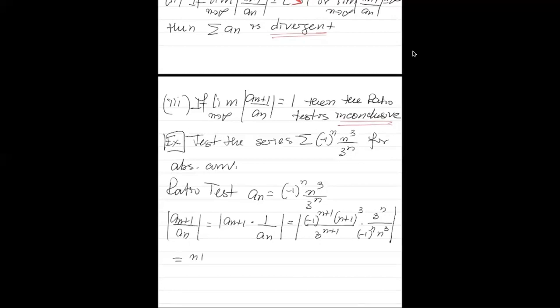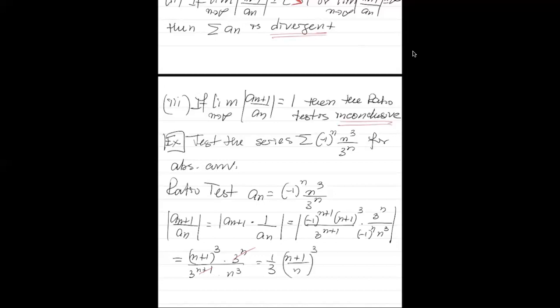So we have n plus 1 to the third. I don't need the absolute value. And then we can cancel that later, 3 to the n here, and here 3 to the n plus 1, and here n to the third. So that's what's left. And we can cancel that 3 to the n with this. And what's going to be left here is just 3. So we're going to have 1/3 n plus 1 over n.